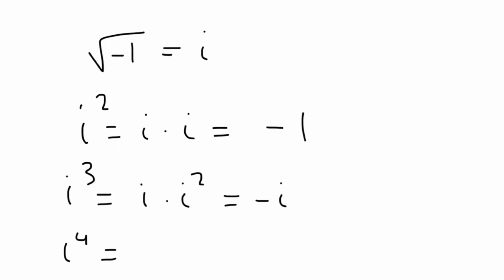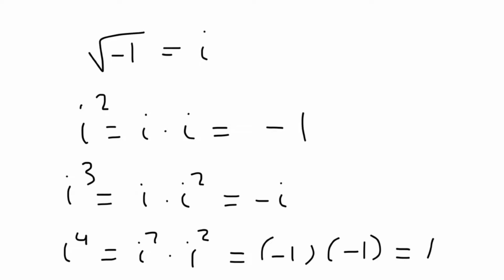And i to the power 4 will be i squared times i squared. Right? It's i times i times i times i, isn't it? And each pair of them will be -1. So that's why it's -1 times -1, which is equal to 1.